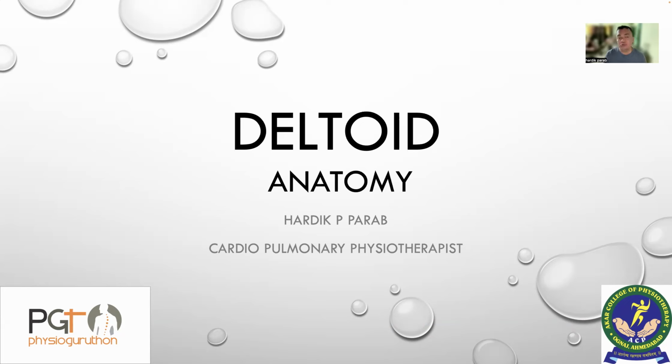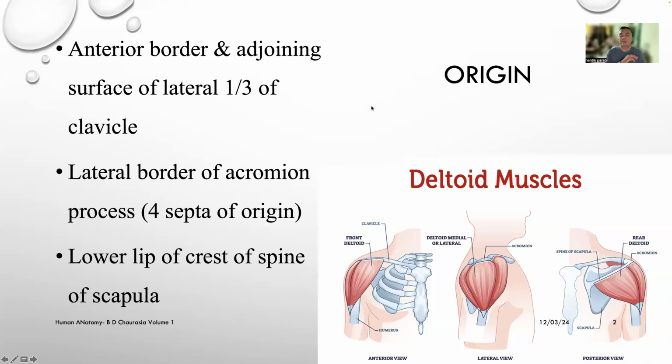So first we need to know about the normal anatomy: how the deltoid is present in your body, how it works, and what the actions of that muscle are. That we'll see. The deltoid has three parts or three heads. It has anterior fibers, middle fibers, and posterior fibers.